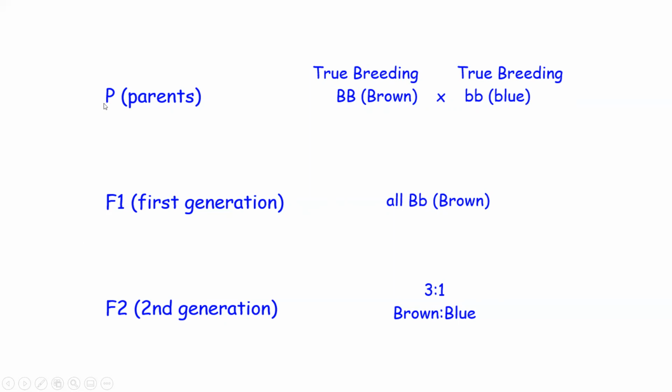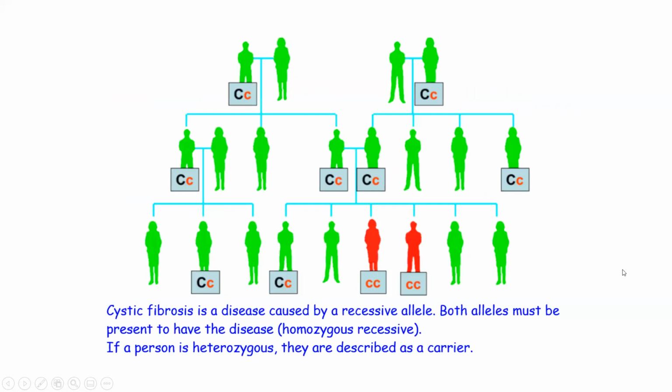So the generations are identified by these terms. A parent generation is P. The first generation that comes from them is the F1. If we cross 2 members of the F1 together, we would get an F2. That's the second generation. Okay, have a little look at this, what we call a pedigree chart, or sometimes known as a family tree. Have a look at this picture for a minute.